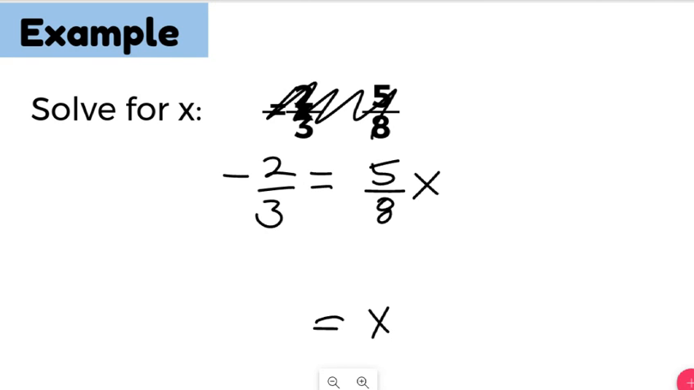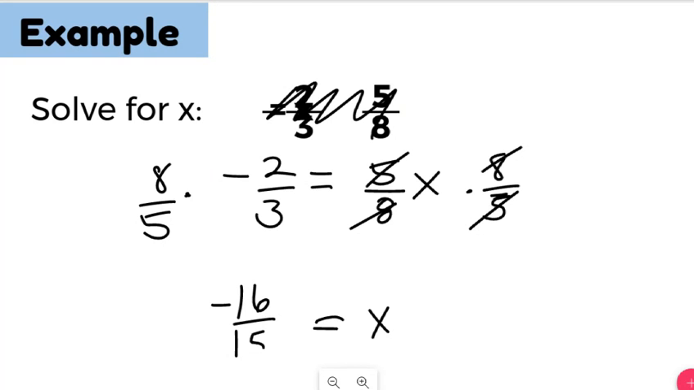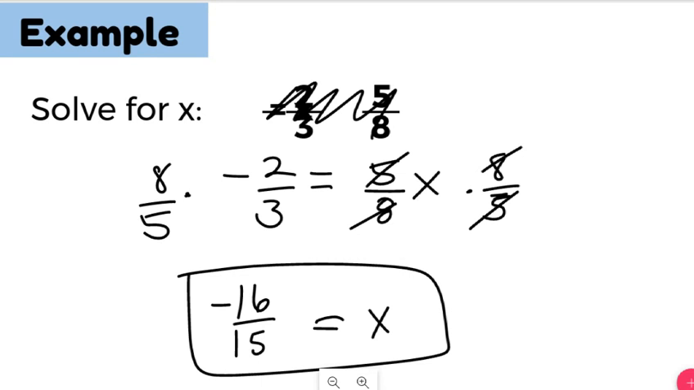Well, think about what would happen if you made it a 0. If 5/8 became 0, I would have 0x. 0 times anything is 0, isn't it? 0x makes my x disappear. I don't want it to be 0. I want it to be 1. To make 5/8 become 1, I have to multiply by the reciprocal. If I multiply the left side by 8/5, I multiply the right side by 8/5. My 8s and my 5s cancel. And on the left-hand side, I get -16/15, and I'm done.